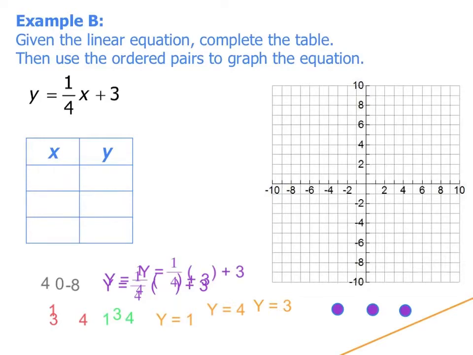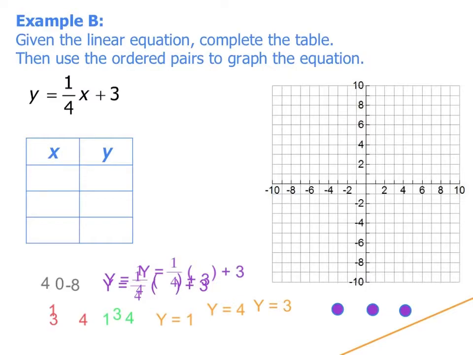So in order not to end up with decimals or fractions, I'm going to make sure that whatever number I have is easily divisible by 4, because multiplying by 1/4 and dividing by 4 are the same thing. So I don't want to pick like 1, because 1 times 1/4 will give me 0.25, and I don't really want to graph 0.25. So I'm going to pick numbers that I know are divisible by 4.